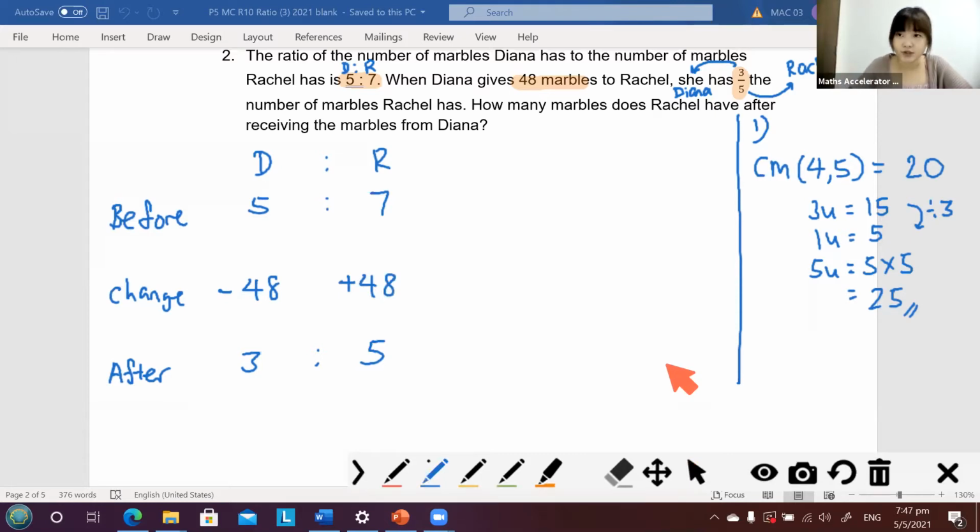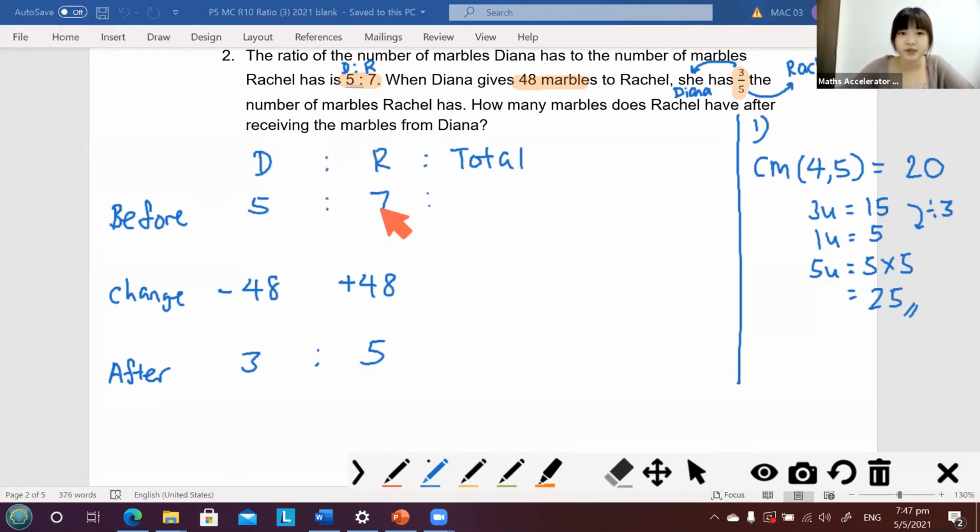So if you minus 48, and then you go and plus 48 again, this is internal transfer. They're giving each other. Do you think the total would change? Minus 48 plus 48. Would the total change? I see a lot of you saying no. It wouldn't change. So that's correct. Your total wouldn't change. You minus and plus the same number. Both of them, the number of marbles in total will be the same.